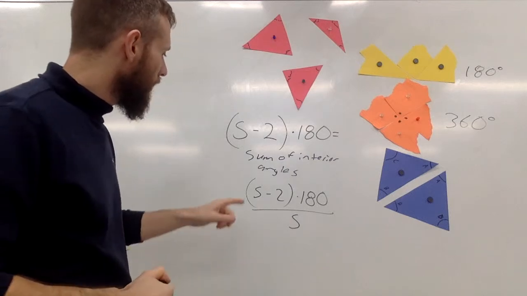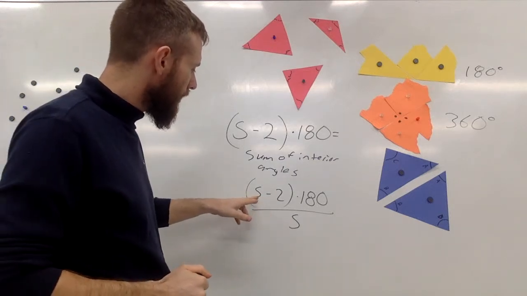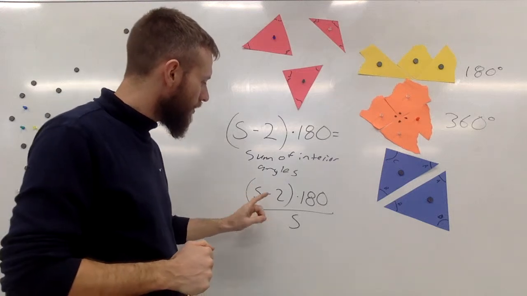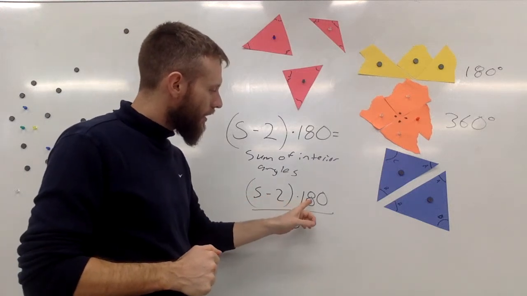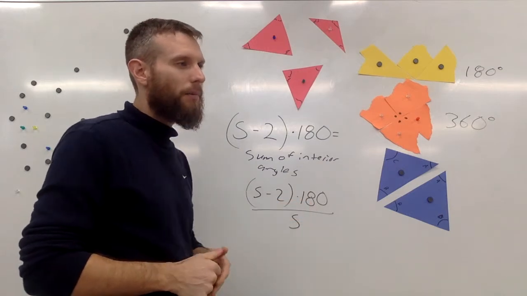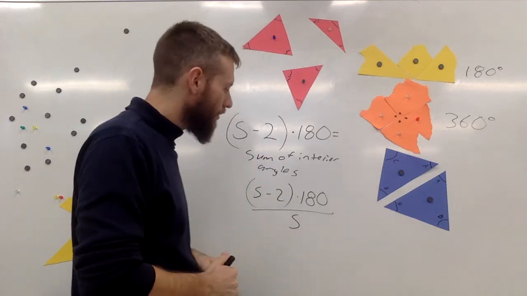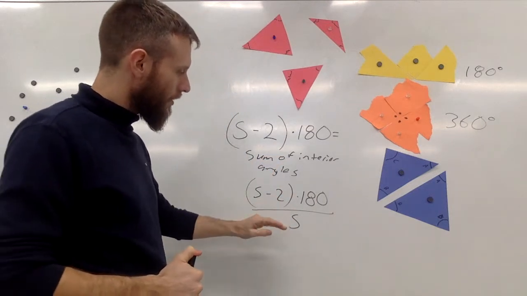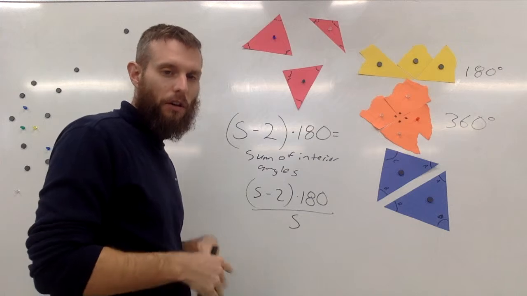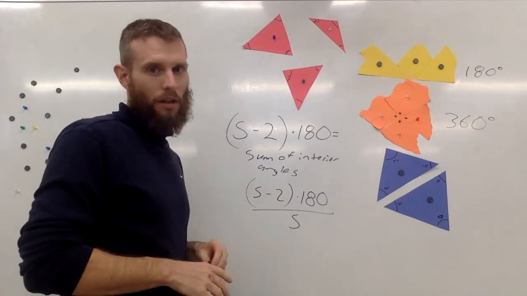So if you have S minus 2, for example with 5, 5 minus 2 is 3, and 3 times 180 is 540. If you know that all the angles added up together equal 540, and there are 5 angles total, then you will get 108 degrees. So for a regular pentagon where all of the angles are equal, each angle is 108 degrees.